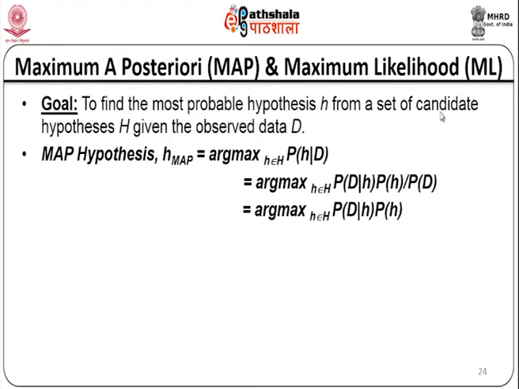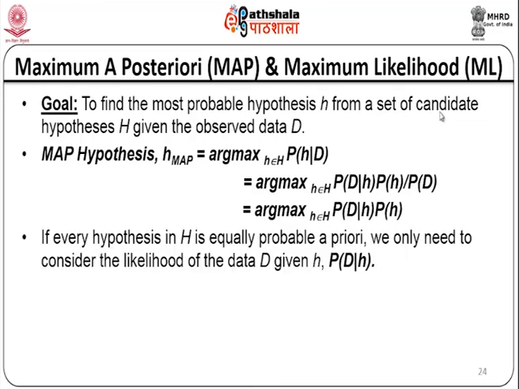The probability of the data does not change whatever the hypothesis, so you can remove that. So, you just take the argmax. What this argmax is telling you is to find the hypothesis that maximizes the likelihood times the prior probability. In other words, that maximizes the posterior probability. That hypothesis is the hypothesis that you have to find. That is the meaning of maximum a posteriori.